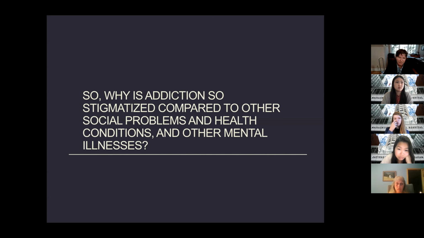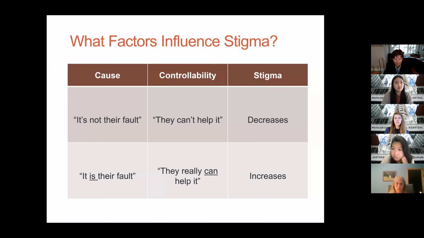So I've alluded to this a little bit. Why is addiction and substance use disorder so stigmatized compared to other social problems and health conditions and other mental illnesses? Well, I think it has, as I've alluded to, these elements of control, cause, and controllability. And I think because substance use disorders are caused, of course, by the introduction of an external substance into the body and into the brain, that this involves volition initially. People have to choose and they decide to take it.